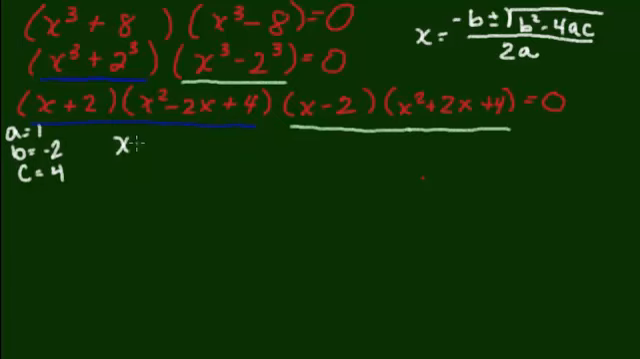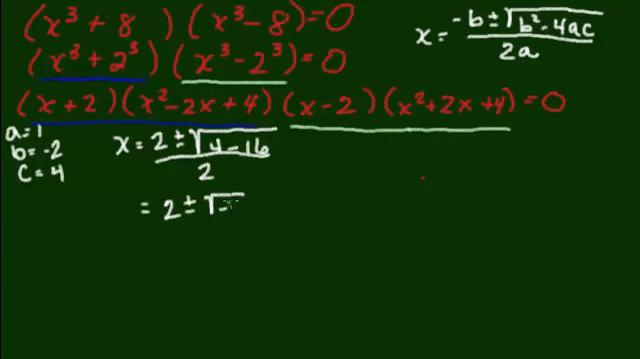So I'll get x equals minus b, so minus the negative 2 would be 2, plus or minus the square root of b squared, so negative 2 squared is 4, minus 4 times a, which is 1, times 4, which would be 16, all over 2 times a, so that would be all over 2. And just solving this as we've done in previous sections, I'll get 2 plus or minus the square root of negative 12 all over 2. Simplifying this, I will get 2 plus or minus, there's a negative in here, which is going to make it an i.